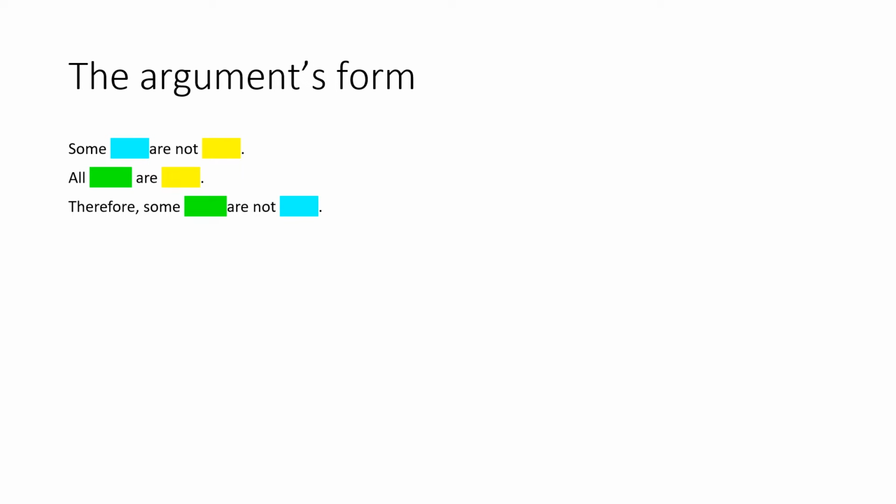In any case, what we've got when we identify and then remove those repeated phrases is the argument's form. That is its reasoning pattern. Now, how is this a reasoning pattern? Well, think about it this way. That first premise is really just establishing a relationship between the blue things or the first things and those yellow things or the second things. Some of the blue things are not the yellow things.